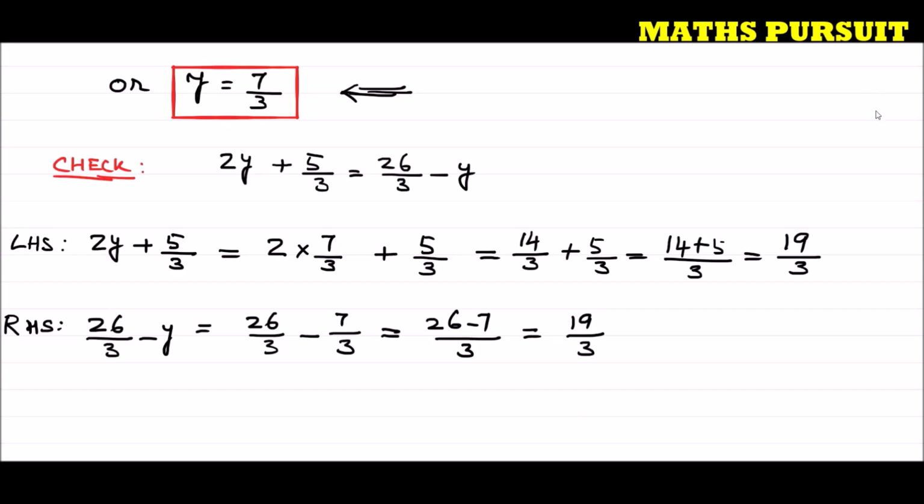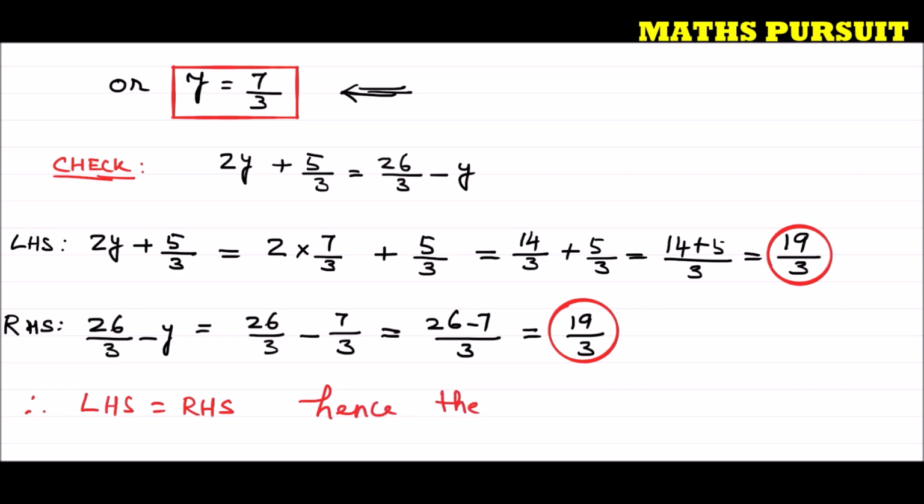So what we got? You could see that for the left side of the equation, we got the result as 19 upon 3. For the right side of the equation, we also got the result as 19 upon 3. So we can write, therefore, left hand side is equal to right hand side. Hence the result is verified.